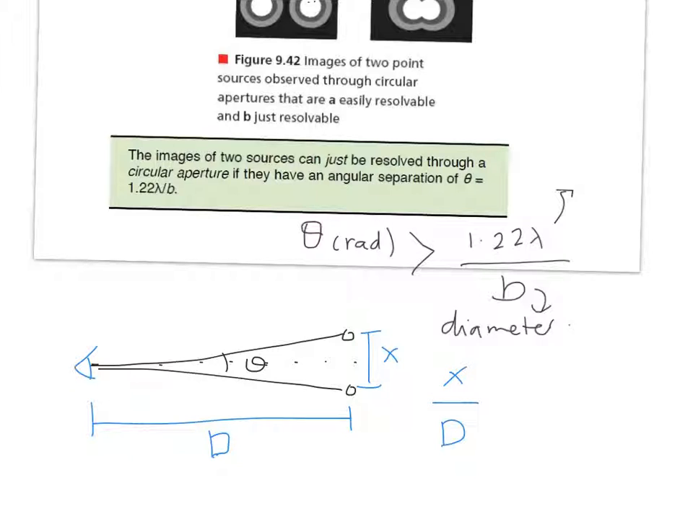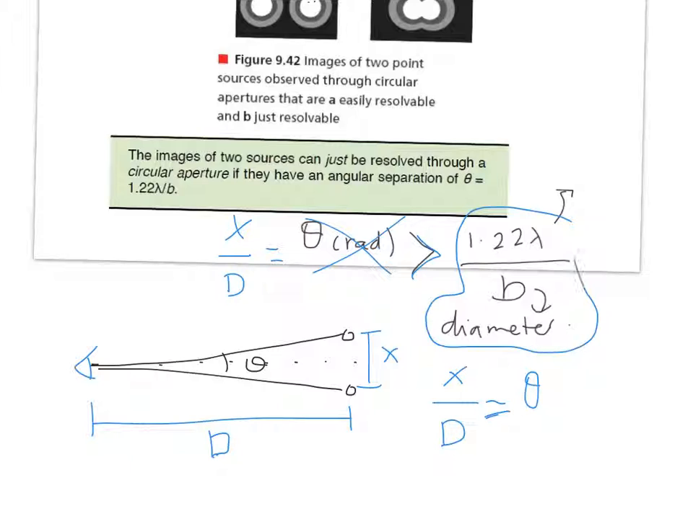x over d would give us an approximate value for that angle, but because the angle is so small, it's mathematically valid. So x over d, we can put that over here. If the ratio x over d is greater than 1.22 times the wavelength over the diameter of the circular hole that's receiving the light, then you're in business and you can resolve the two shapes.